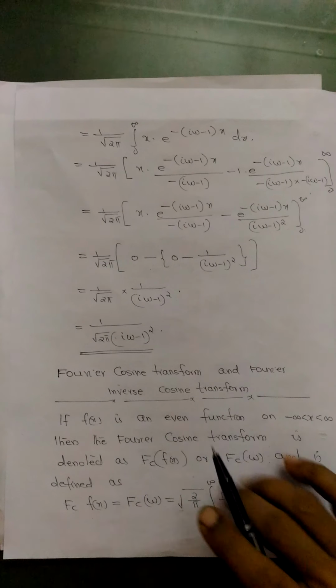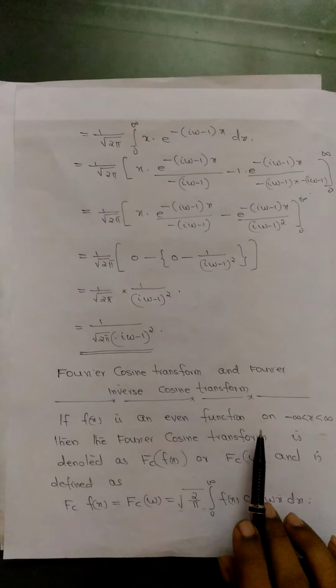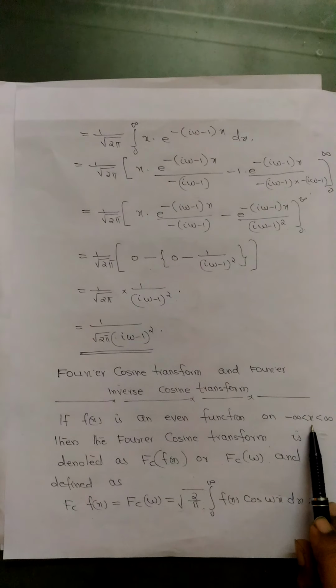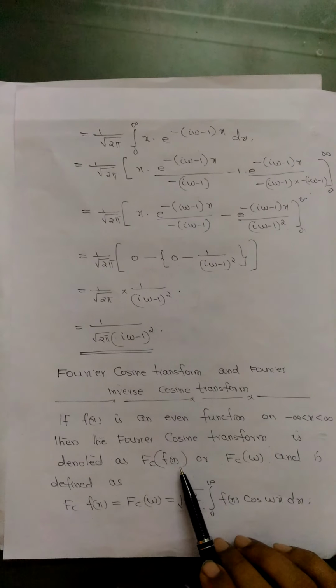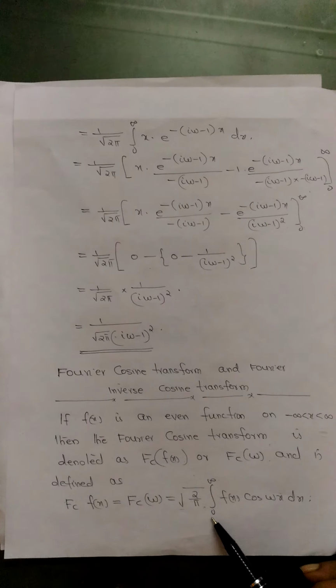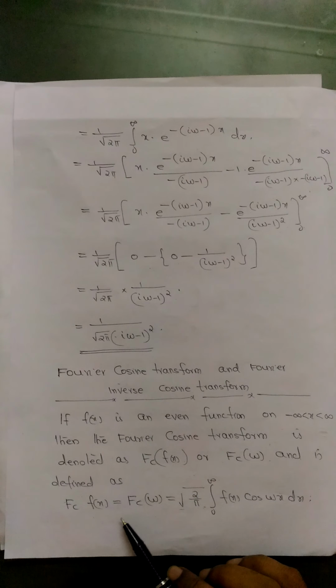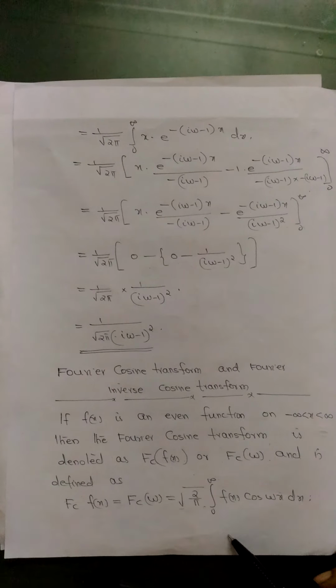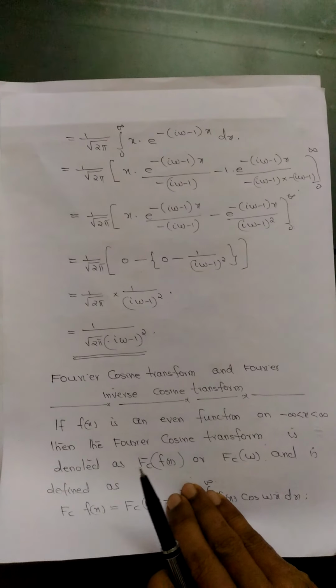So next we have to discuss Fourier cosine transform and Fourier inverse cosine transform. If f of x is an even function defined on the interval minus infinity less than x less than infinity, then the Fourier cosine transform, denoted as fc of f of x or fc of omega, is defined as fc of f of x equals fc omega equals root of 2 by pi integral 0 to infinity f of x into cos omega x dx.